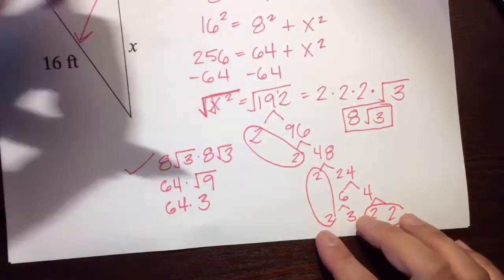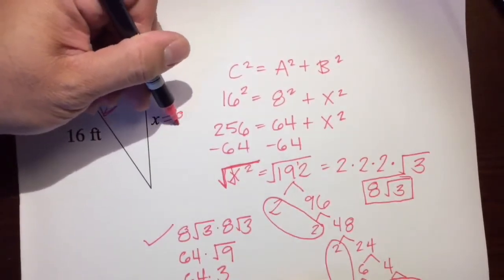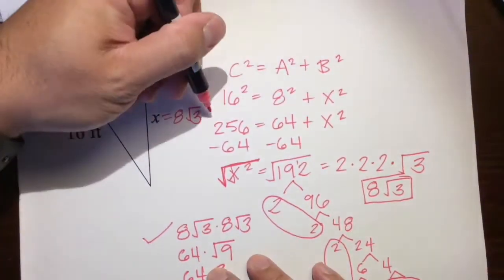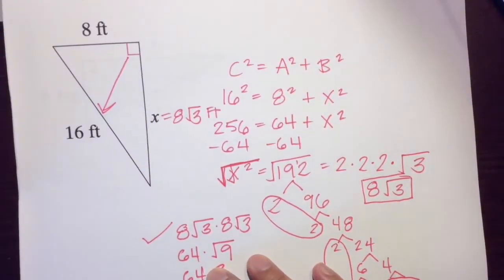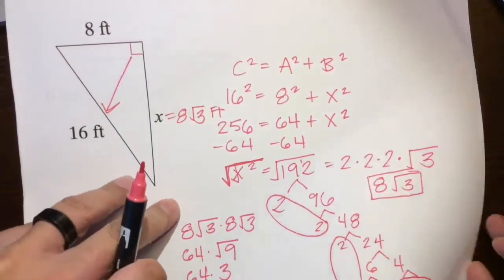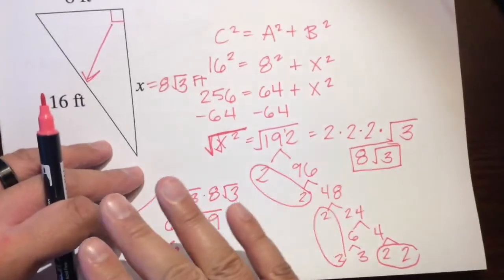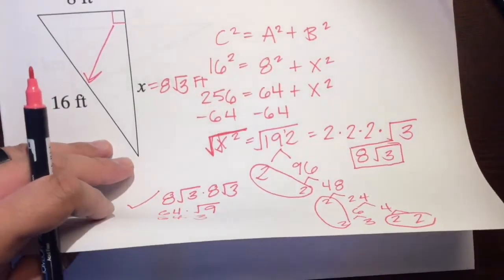So there you go. So x is 8 radical 3. That's the length of this side. Oh, feet. There you go. All right, next example. If this is going too fast, just rewind it and put it on a slower speed.